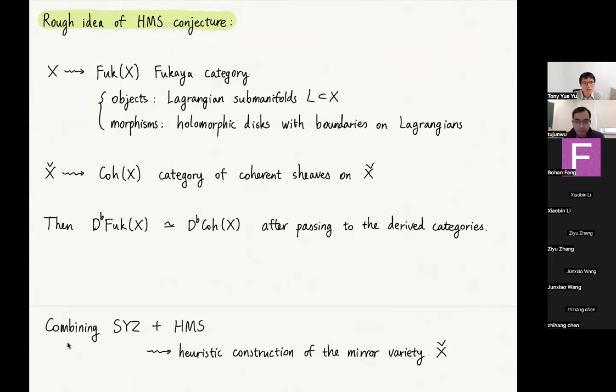A very basic question in this mirror symmetry story is, how do we construct this mirror variety X check? So mirror symmetry predicts the existence of the mirror and then the long list of geometric relations. A basic question is, how do we construct this X check? And here we have these two main conjectures. The idea is that if we combine these two conjectures, the geometric conjecture and the algebraic conjecture together, we should get a heuristic construction of the mirror variety.